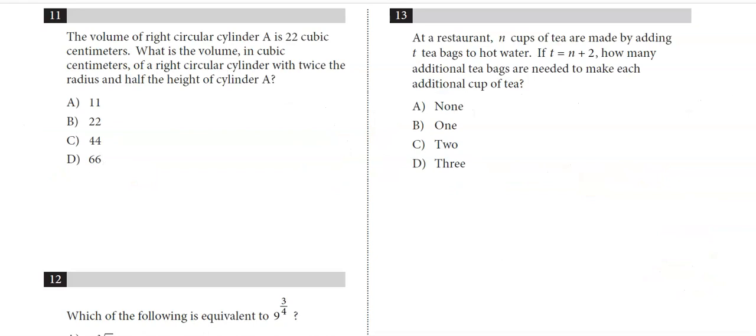All right, number 13 here. At a restaurant, N cups of tea are made by adding tea bags to hot water. If T equals N plus 2, how many additional tea bags are needed to make each additional cup? So I'm going to write this out. T equals N plus 2. Let me see here. So N is the cups of tea.